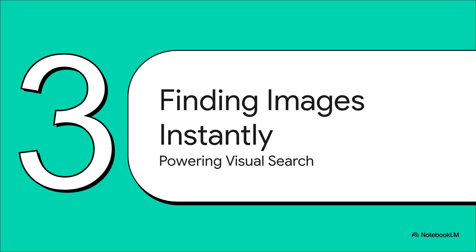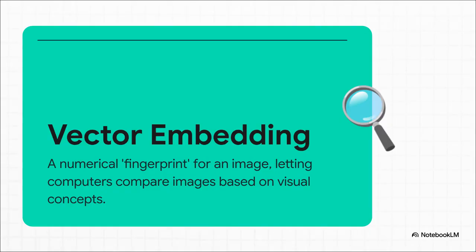Now we're going to see how all this can lead to something even more powerful. Searching for images based on what they actually look like, not just what their file name happens to be. So the magic behind all this visual search stuff? It's a concept called a vector embedding. And honestly, the easiest way to think about it is like a unique numerical fingerprint for every single image. This fingerprint captures the essence of the picture, the objects, the colors, the concepts, and that's what allows the computer to actually understand and compare them.